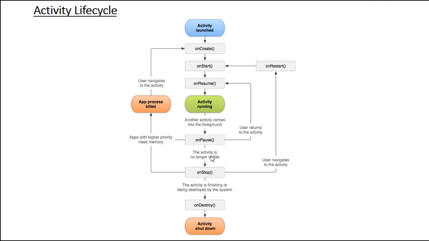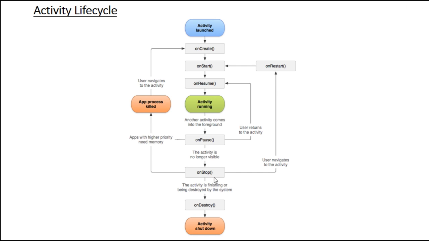Suppose the activity is completely invisible to the user, in such a case the system calls the onStop method. Even after the onStop method finishes execution, an instance of that particular activity is still available in memory. So if the user comes back to the activity after onStop, the system calls the onRestart method, and after finishing onRestart, the system calls onStart, then onResume, and the activity comes to the foreground.